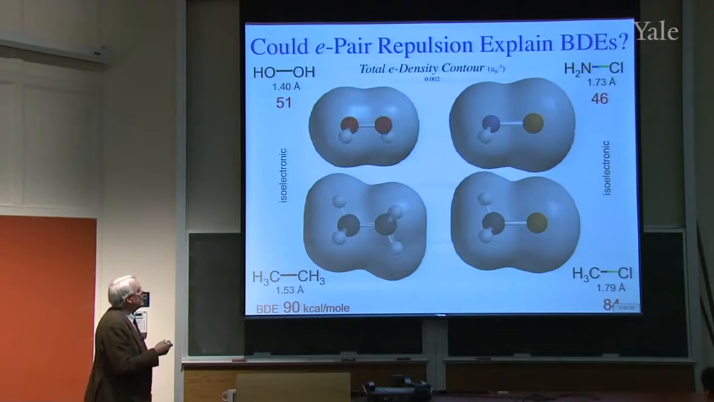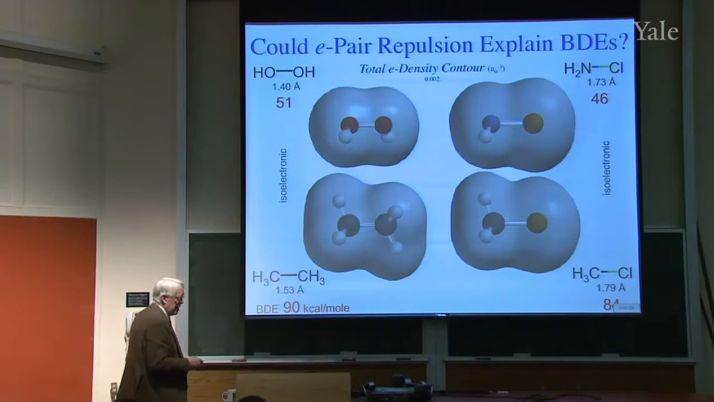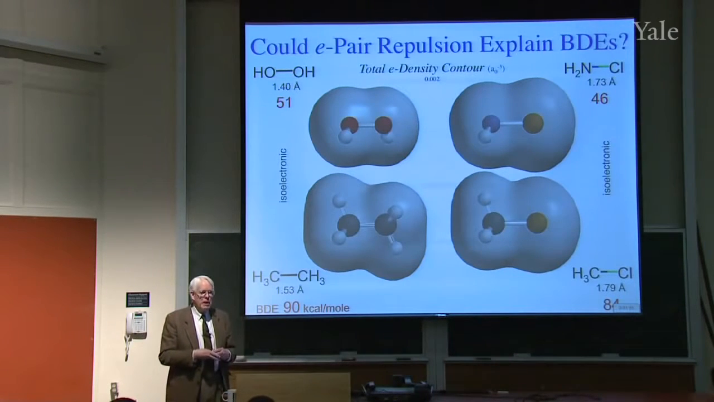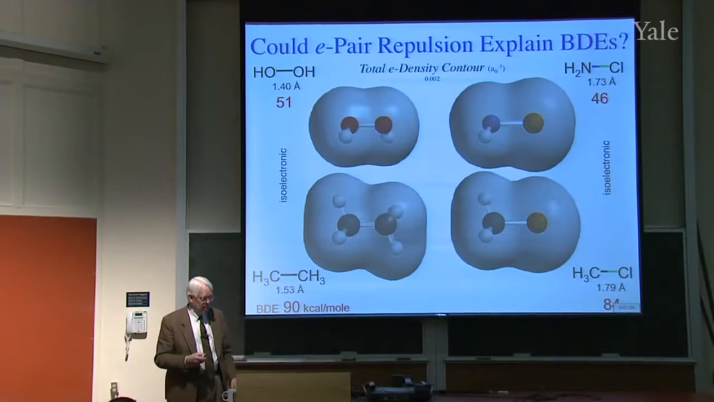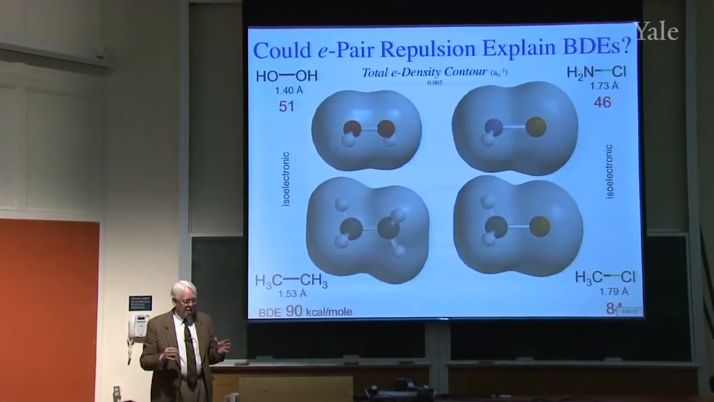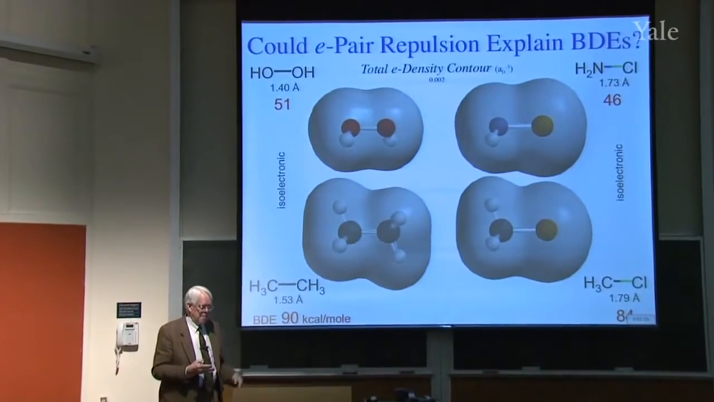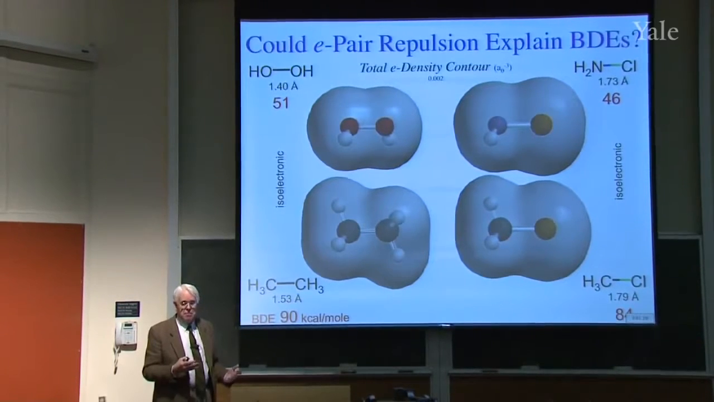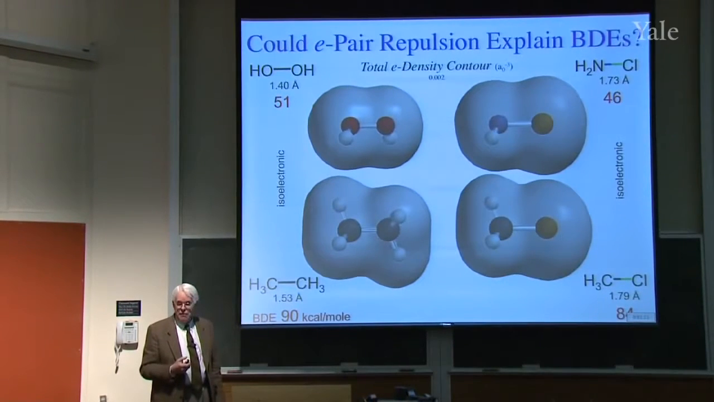Could the electron pair repulsion explain the difference in bond dissociation energies between the top and bottom? Well, we can look at how the electrons actually are arranged as we calculate it by quantum mechanics. And of course, what it looks like depends on what contour we draw. This contour at 0.002 electrons per cubic Bohr radius is not very informative.